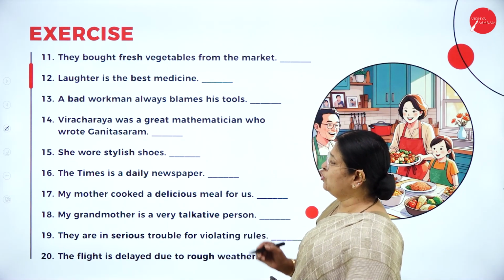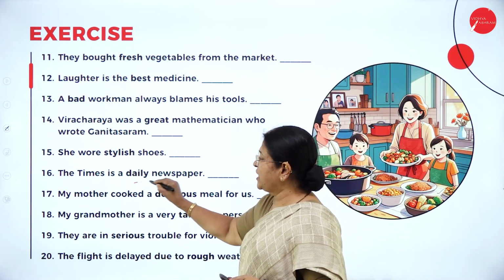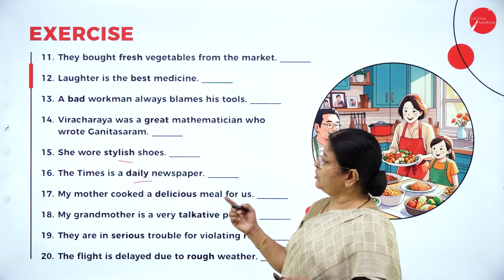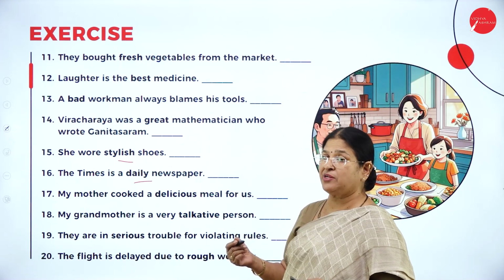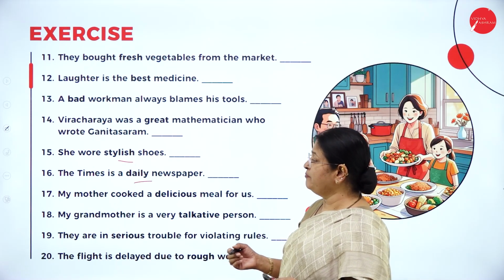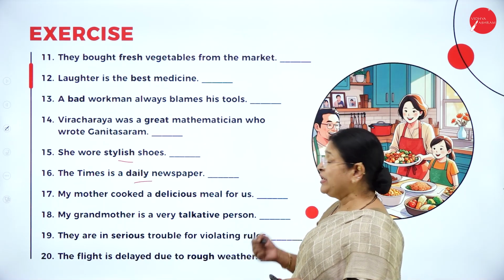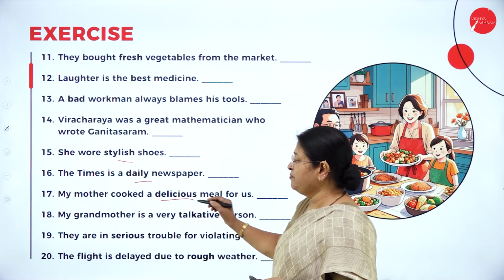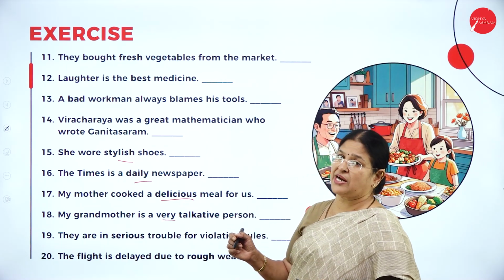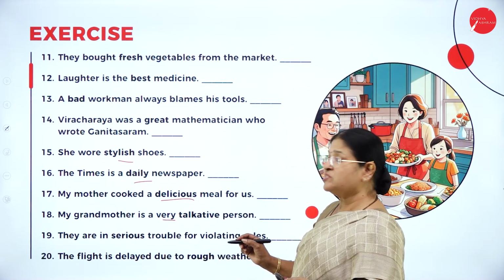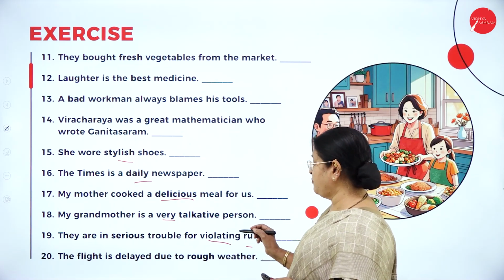She wore stylish shoes. The Times is a daily newspaper. Stylish. She wore what type of shoes? Stylish shoes. The Times is a daily newspaper. What kind of a paper is the Times? It's a daily newspaper. My mother cooked a delicious meal for us. What type of meal did your mother cook? Delicious. My grandmother is a very talkative person. What kind of a person is your grandmother? Very talkative. They are in serious trouble for violating rules.